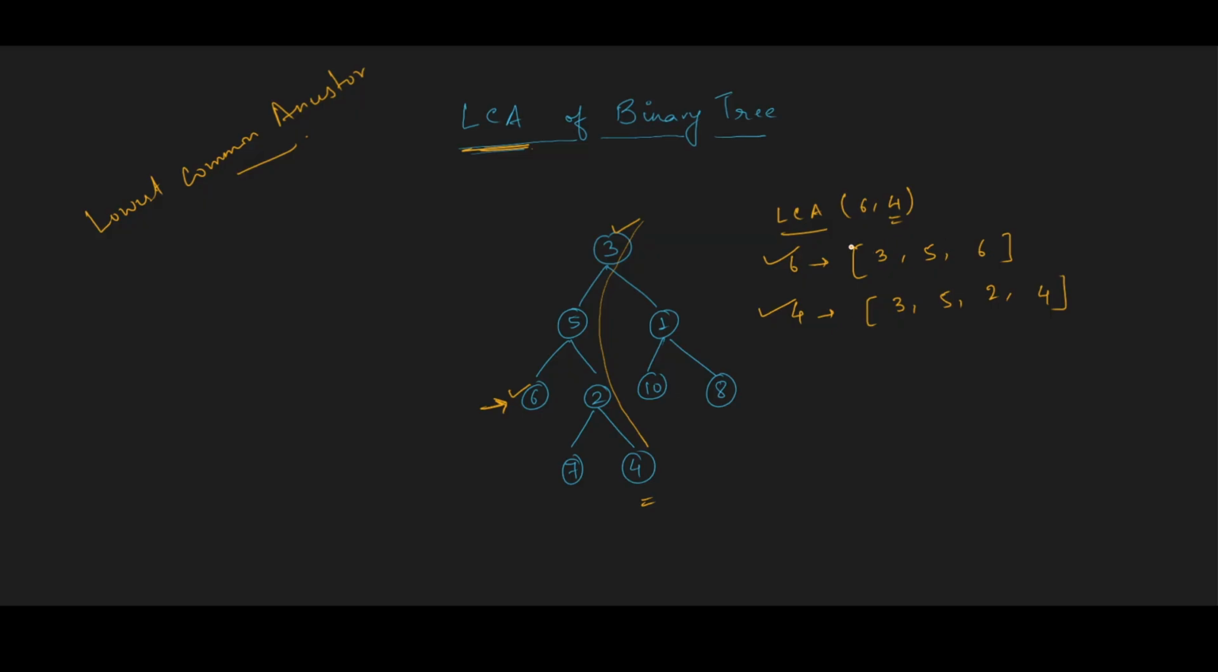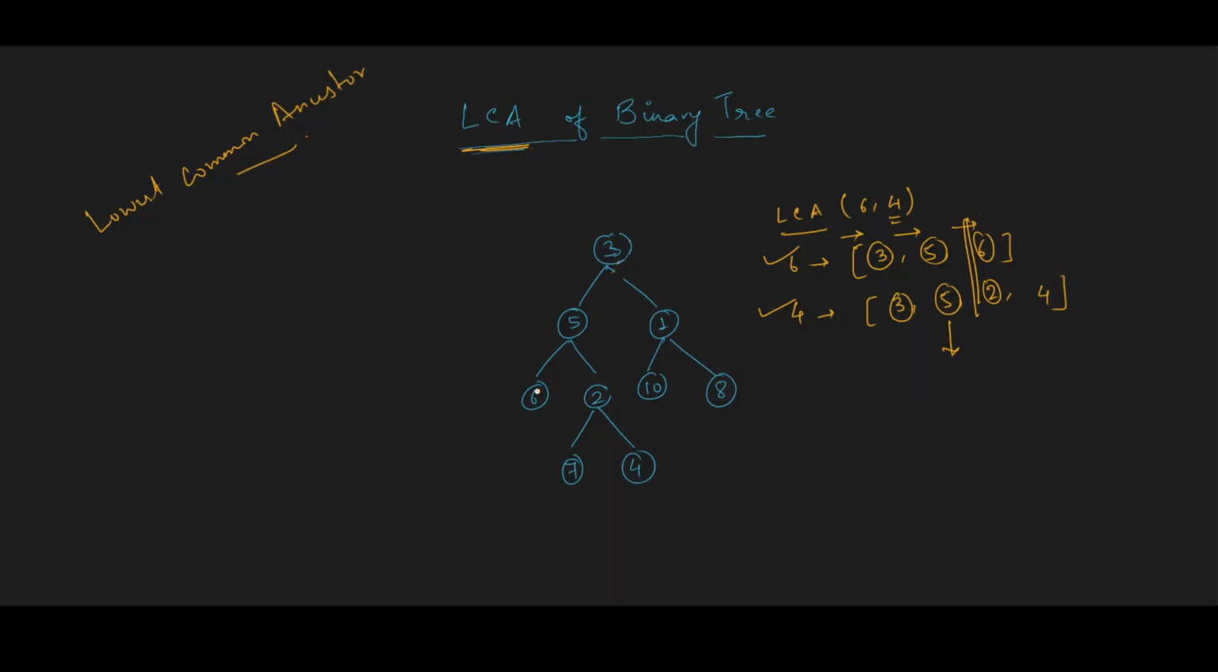Now let us check. If we check one by one, 3 and 3, yes, common. We again go further right. 5 and 5, yes, common. We again go right. 6 and 2, is it common? No, we stop here and we take 5 as our answer.